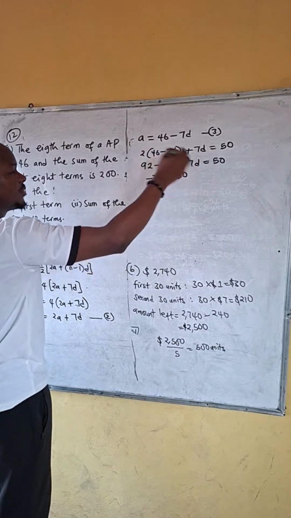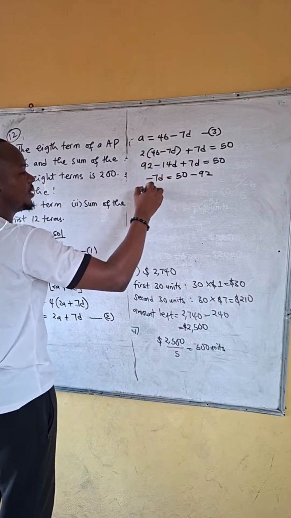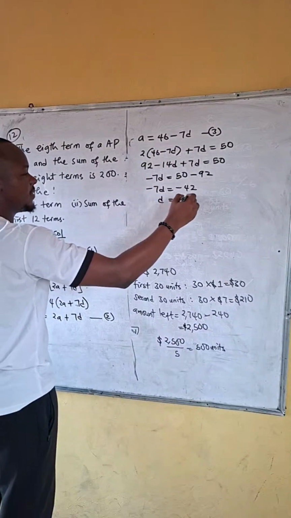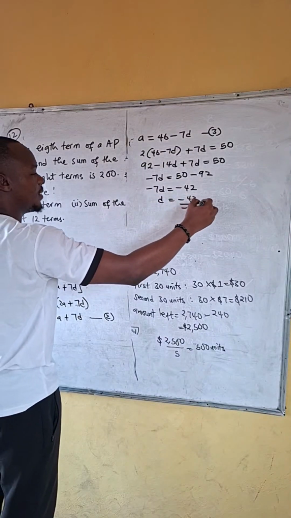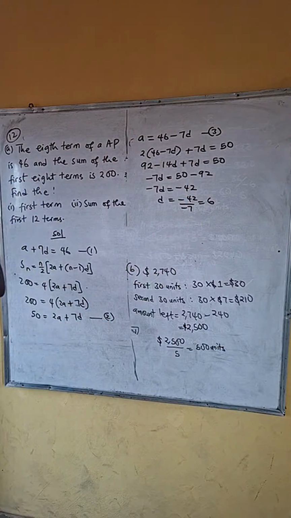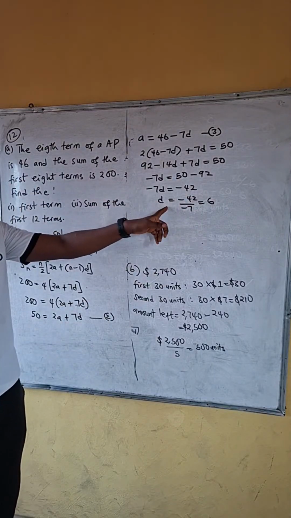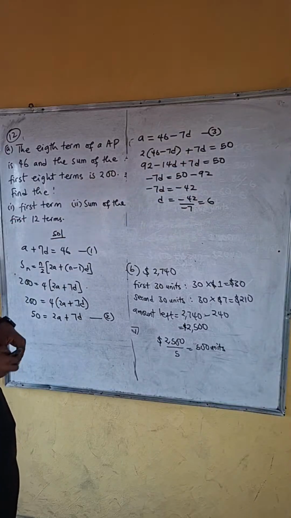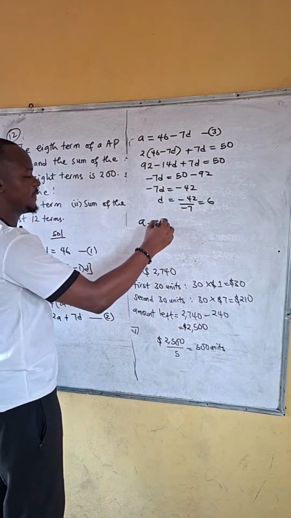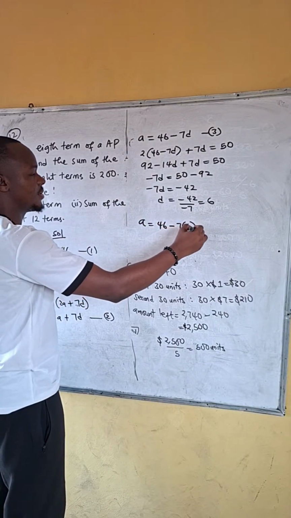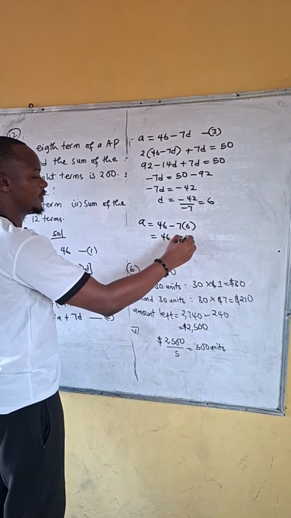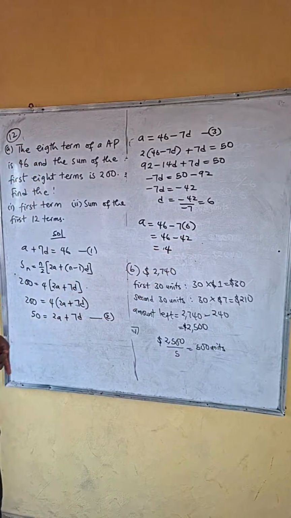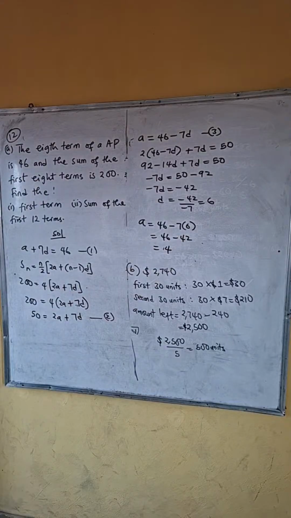We're going to take 92 to the other side, that's minus 92. Minus 7D is equal to minus 42. Divide both sides by minus 7. What does that give you? So D is 6. As usual, when you get D, the next thing to get is what? A. So just pick this value of D, put it into equation 3. That's 46 minus 6 times 7, that's 46 minus 42. So A is 4. So now that we have A and D, we've gotten the first term.